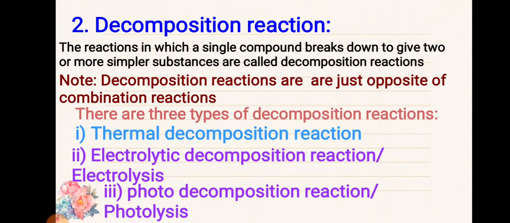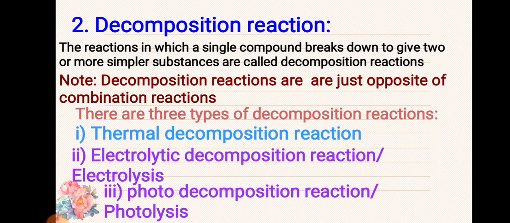Second type of chemical reaction, that is decomposition reaction. What is a decomposition reaction? The reactions in which a single compound breaks down to give two or more simple substances are called decomposition reactions. So even decomposition you learnt in biology also. When an animal dies, it decomposes, or if any organism dies, the complex substances break down into simple ones.